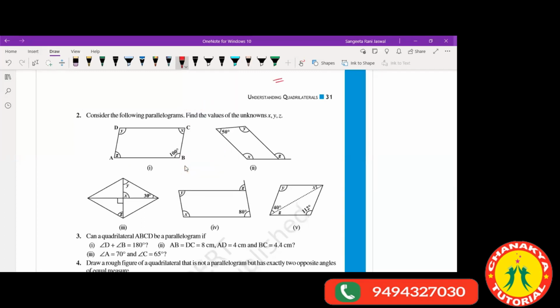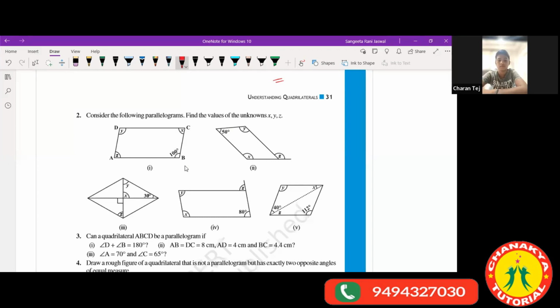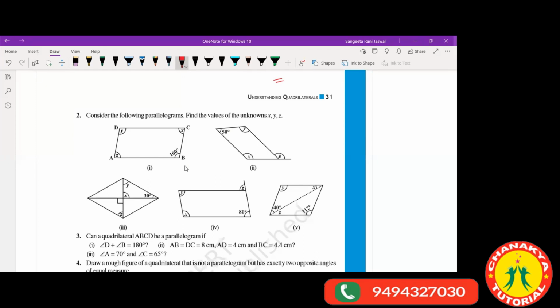Okay, consider the following parallelograms. Find the value of the unknowns x, y, z. So one angle is given to you, 100. See about the parallelogram properties: we studied the property that in a parallelogram, the sum of adjacent angles is 180 degrees. It's supplementary. Did we do that? Yes, ma'am. You remember all the properties of a parallelogram?